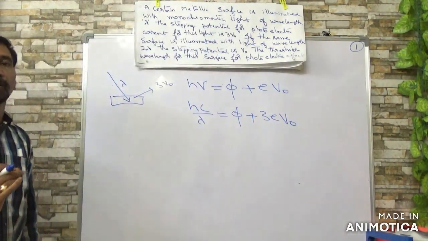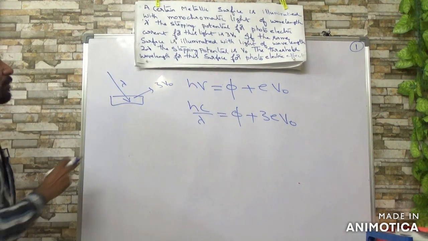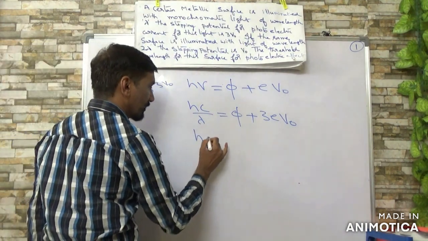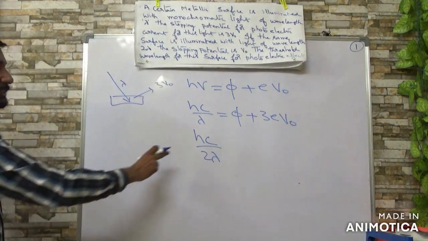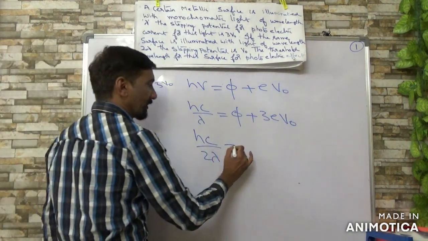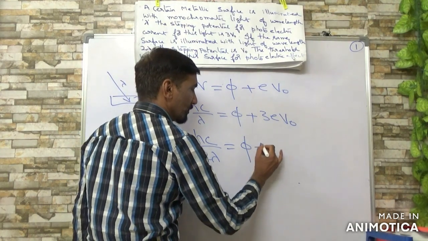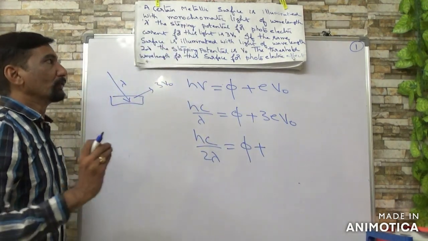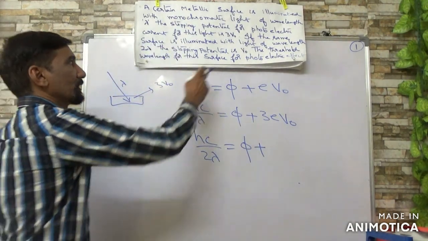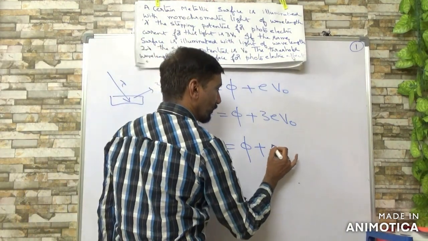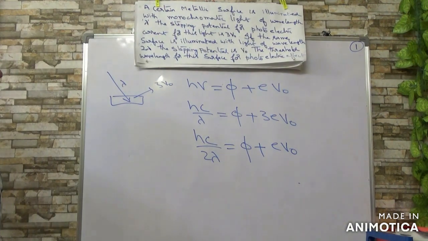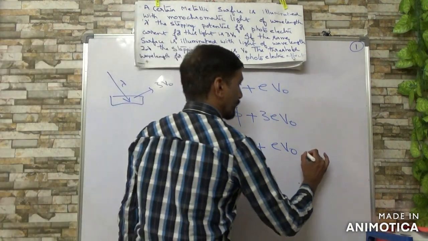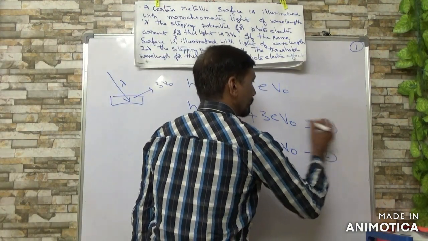Now on the same metal, light of wavelength 2 lambda is incident. So I am taking 2 lambda in the second case. Same metal, so no change in the work function. And the stopping potential in the second case is V naught, so you can say eV naught. So equation 2, equation 1.